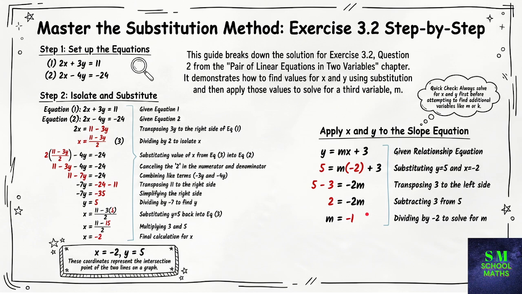And that's it. By systematically setting up your equations, isolating one variable, and substituting it through, you avoid mistakes. Your final answer for the problem is x = -2, y = 5, and m = -1. No tricks, just clean steps.